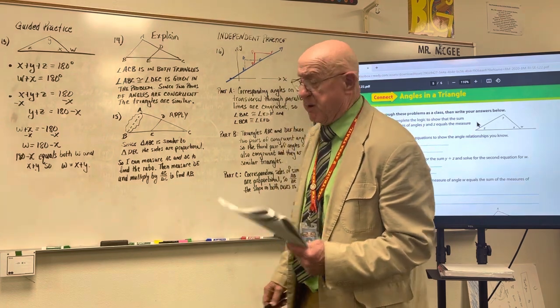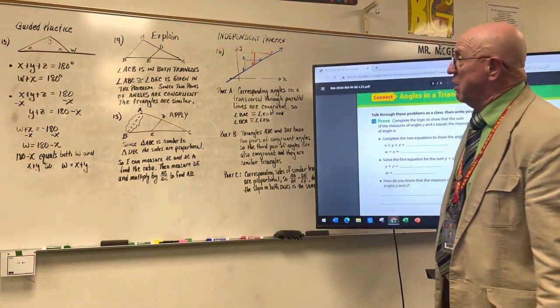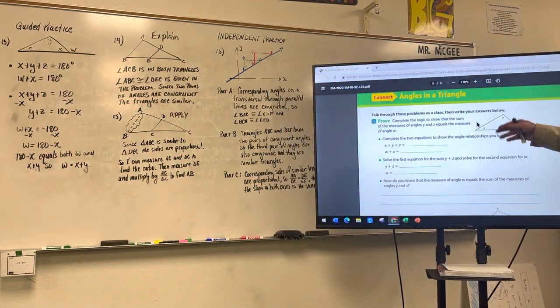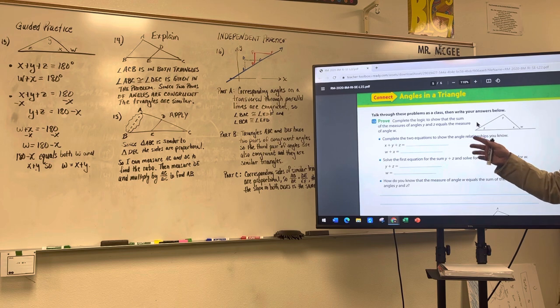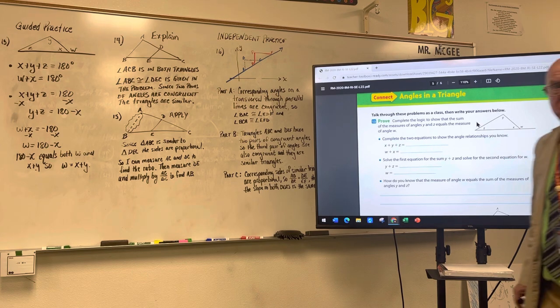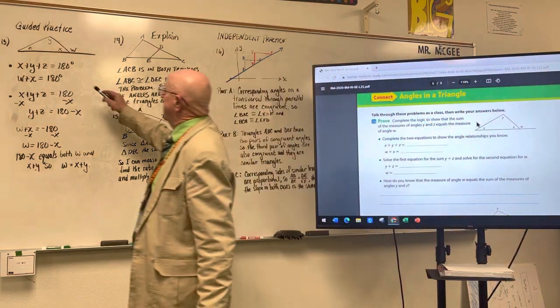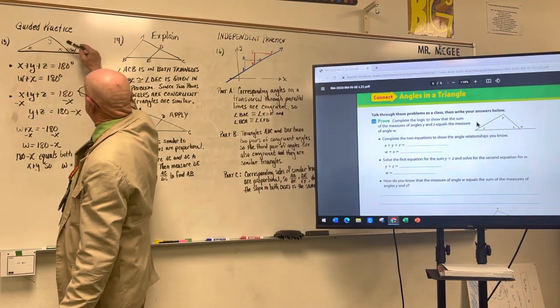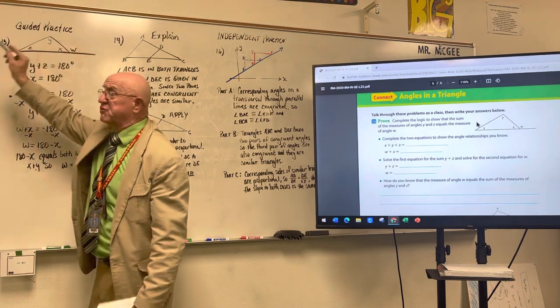All right, so let's look at what we have. First, we have problem 13, which, if you look on the board, says complete the logic to show the sum of measures of angles Y and Z equals the measure of angle W. Here's Y, here's Z, here's angle W, and we also have angle X. So if we look inside this triangle, we have X, Y, and Z as interior angles.